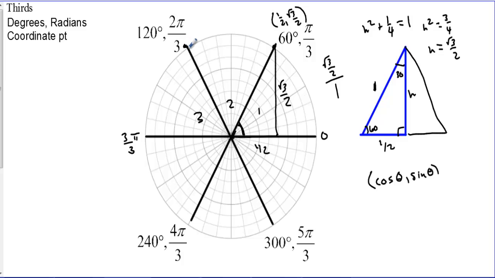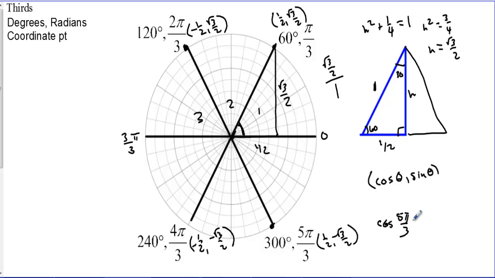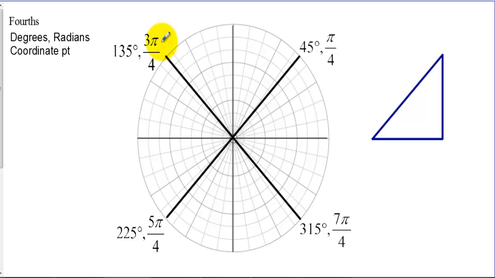And so the point for 120 degrees, or 2 pi over 3, is going to be (-1/2, square root of 3 over 2). For 4 pi over 3, both are going to be negative. So we have (-1/2, -square root of 3 over 2). And then this one over here, it's the x that's going to be positive, and the y is going to be negative. We have (1/2, -square root of 3 over 2) for the point of 300 degrees, or 5 pi over 3. So if we said, what is the cosine of 5 pi over 3, that's the x-coordinate, the answer is 1/2.